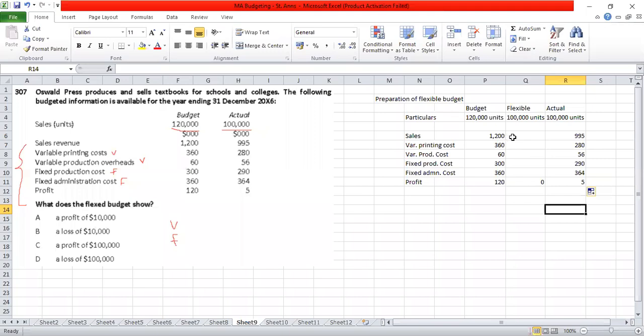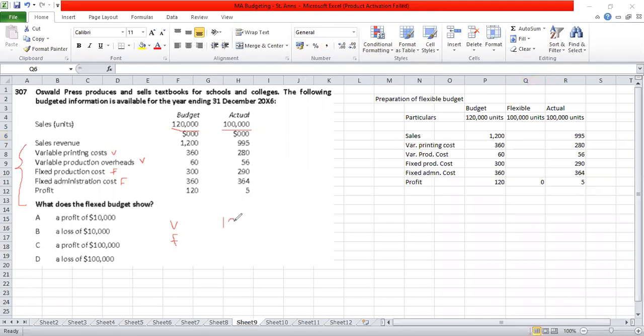5. Now we have to revise. So we are revising, we are adjusting 120 to 100. 1,200 is the sales at 120,000. So at 100,000 units, how much would be sales? How much would be sales will be proportionately. Proportionate will be, see, it goes like this.